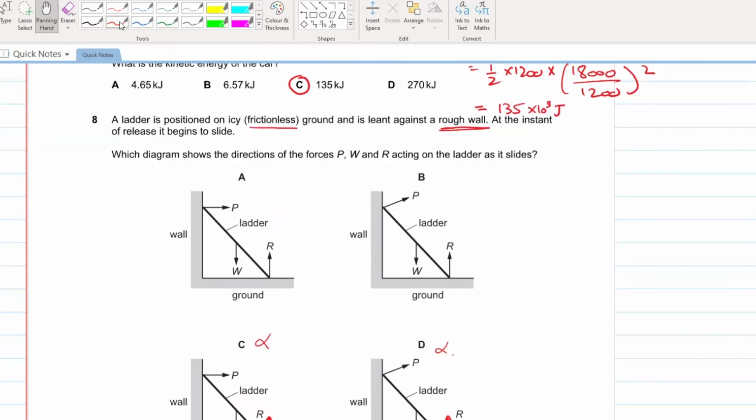The only difference between A and B is that in A your P force is like this and in B your P force is like this. Now you have to visualize. Pay a little attention. Your ladder begins to slide. That means it is moving downward. Okay. That means this rough wall will be exerting an upward force of friction like this. And there will be a reaction force like this. The resultant of these two forces will give rise to a slanted force of P. Simple as that. B is your answer.